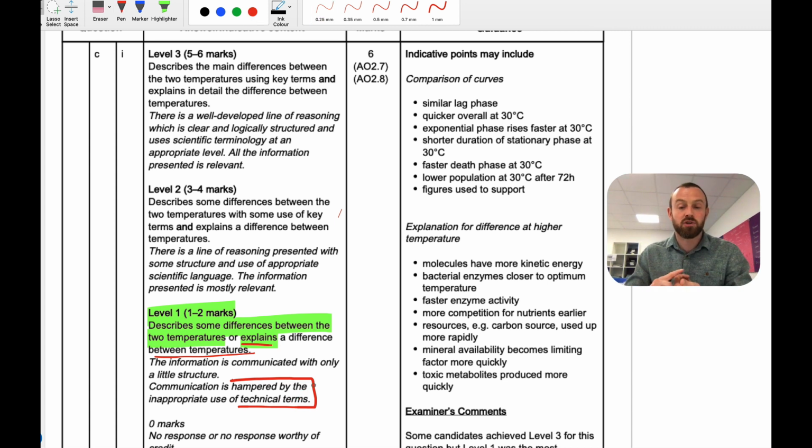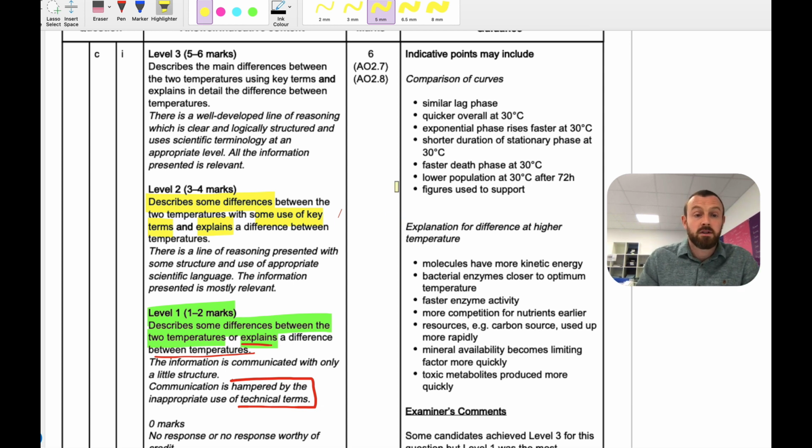So what are we talking about with technical terms? Lag, log or exponential, stationary, and death. You've got to use those terms. If you didn't, you could only get 1 or 2 marks. The next level up, level 3 or 4 marks, describes some of the differences, with some use of key terms but not all of them, and you've got to explain a difference. So maybe explaining that the bacteria growing at 30 degrees C reach stationary phase sooner because the nutrients run out, whereas in the other one, it takes longer because the nutrients are around for longer as the bacteria take longer to grow.